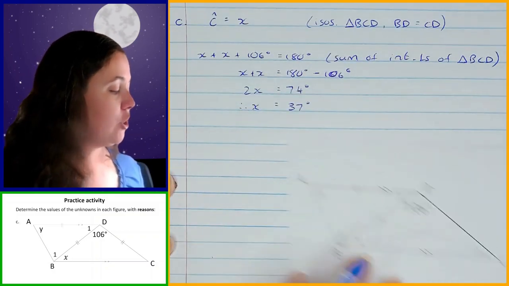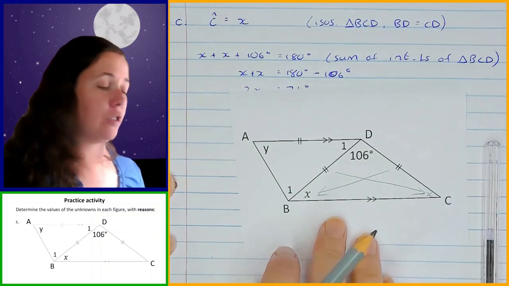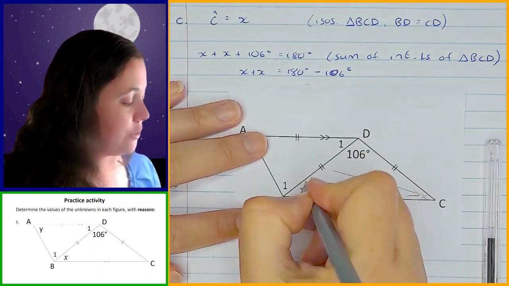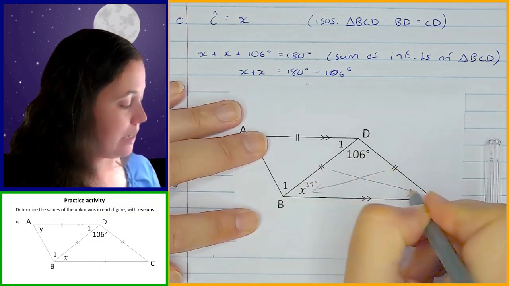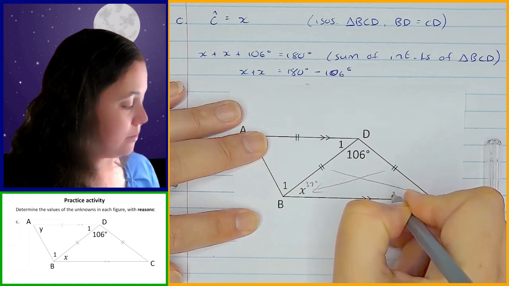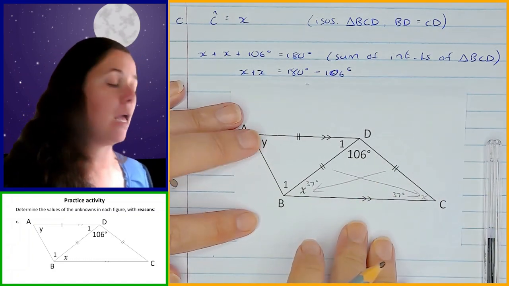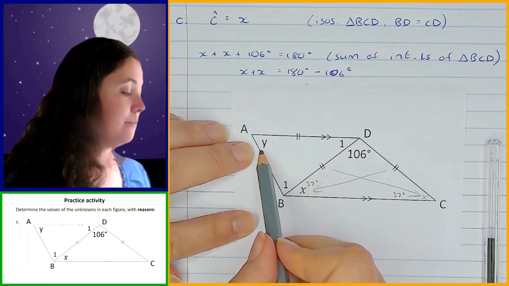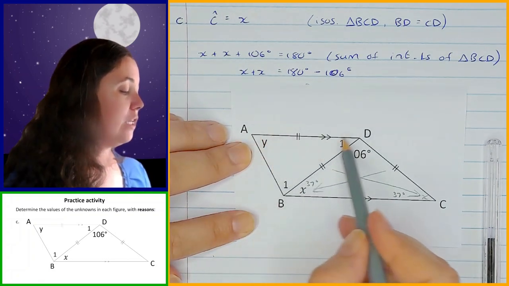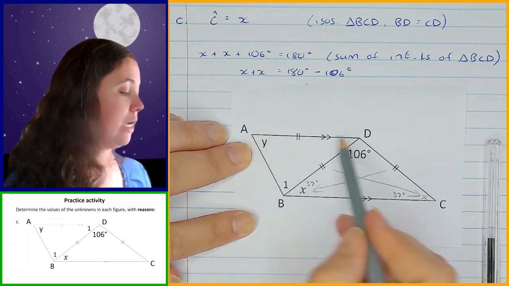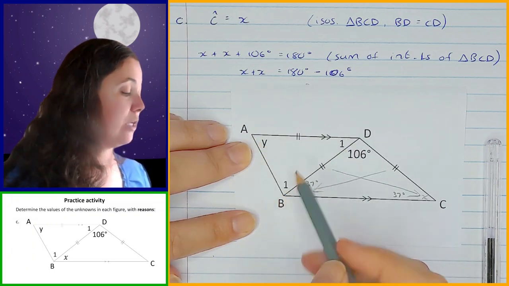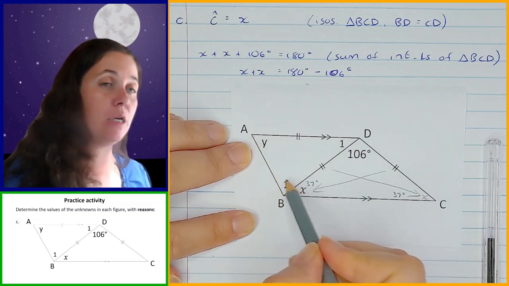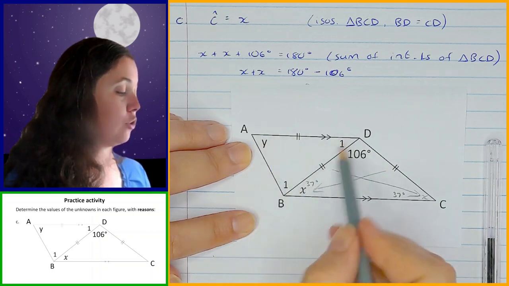Okay, so now I know what x is. So that over there is 37 degrees. And this is also 37 degrees. Okay, now we need to work out y. Now y is over here. If you look at this triangle, it is also an isosceles triangle, which means that we can work out that this angle also is equal to y because of the isosceles triangle.